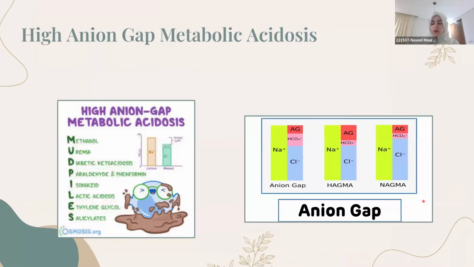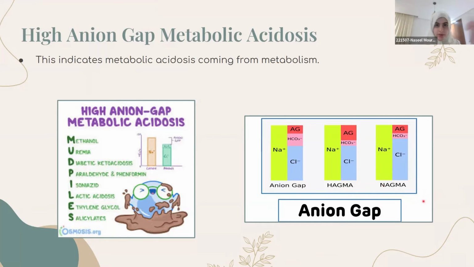All right. When we talk about anion gap, we have what we call high anion gap and normal anion gap. Metabolic acidosis can either be high anion gap metabolic acidosis, or HAGMA, or normal anion gap metabolic acidosis, or NAGMA. What is the difference? When it's high anion gap metabolic acidosis, this indicates that your problem is coming from metabolism itself.